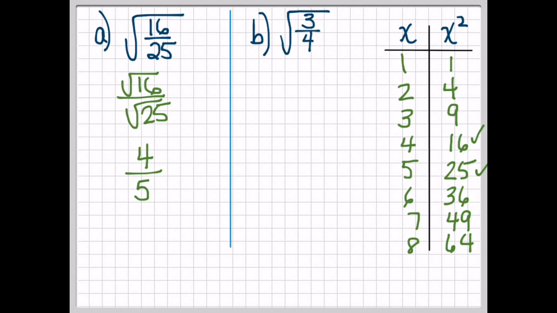When we're talking about the square root of 3 over 4, that's going to get broken up into the square root of 3 over square root of 4. Now square root of 3 doesn't simplify. There are no values in our list that are factors of 3 that are perfect squares. So that's going to have to just stay as is. But the square root of 4 is 2. So the square root of 3 over 4 simplifies to the square root of 3 over 2.